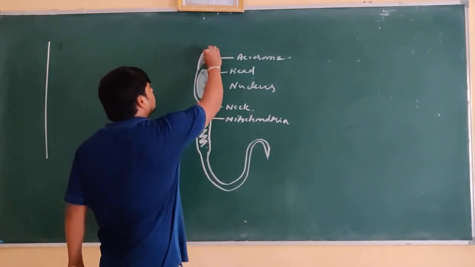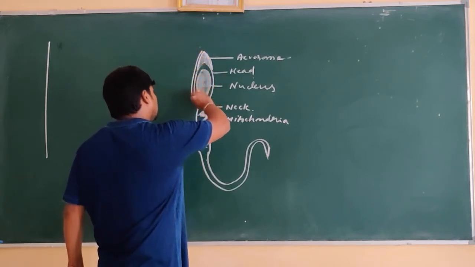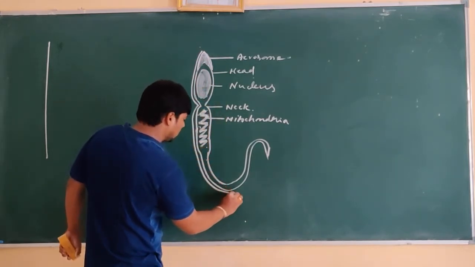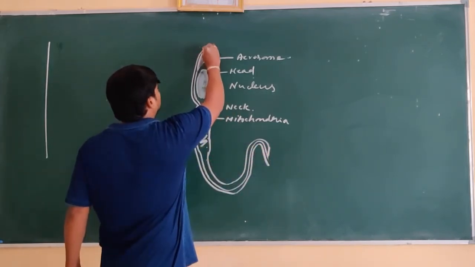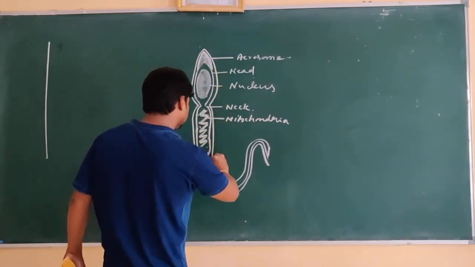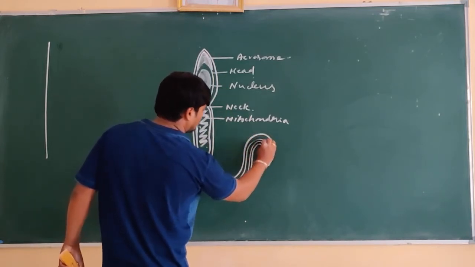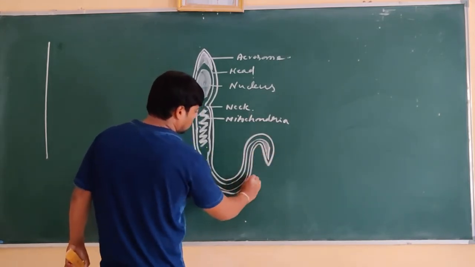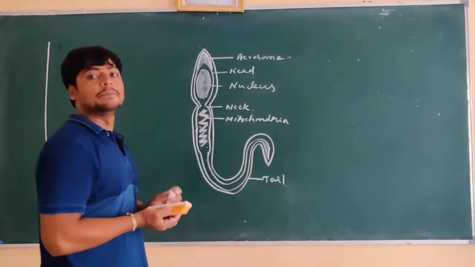And the entire cell body is surrounded by a membrane structure, which is called the plasma membrane. This is the plasma membrane which surrounds it. This is the tail region. This is the structure of the sperm cell, that is the male gamete.